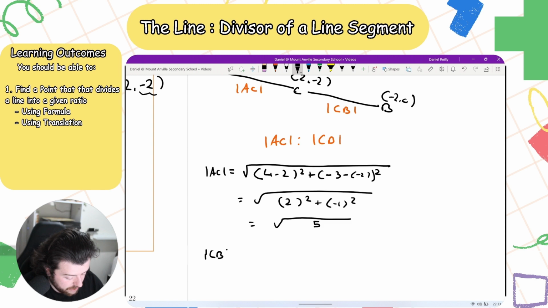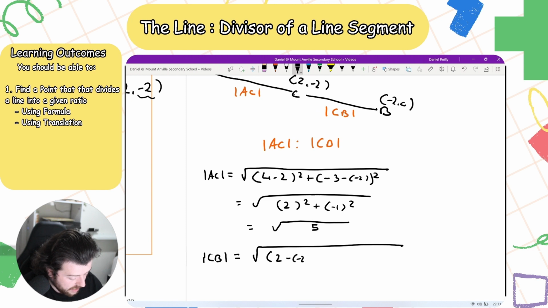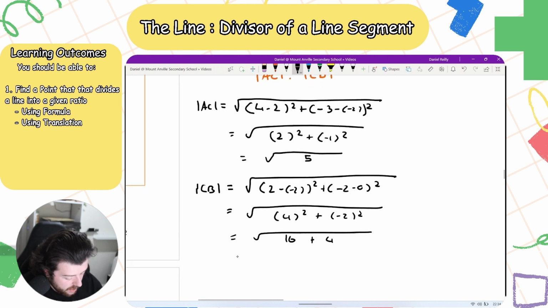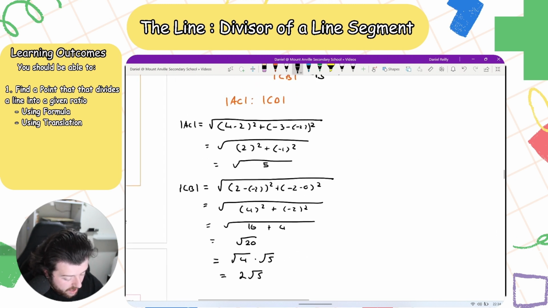Right, let's try CB. I'm going to have (2 minus -2) squared plus (-2 minus 0) squared. So 2 minus negative 2 becomes a plus 2, so it's 2 plus 2, which is 4. So I have 4 squared plus (-2) squared. That is 16 plus 4, and I'm going to get root 20. Root 20 can split up into root 4 times root 5, which is equal to 2 root 5. So I have my two distances here.